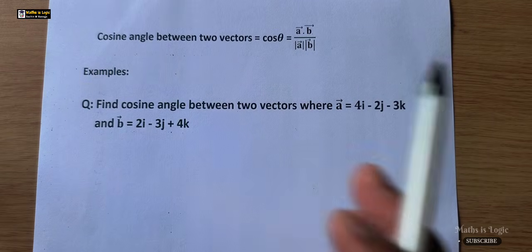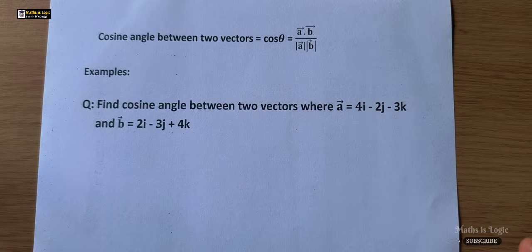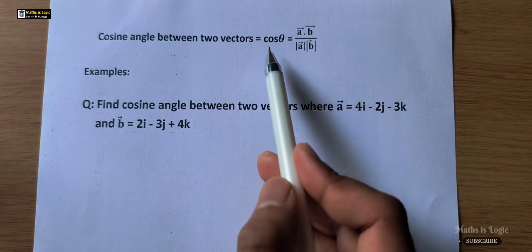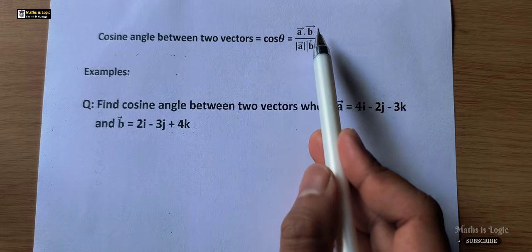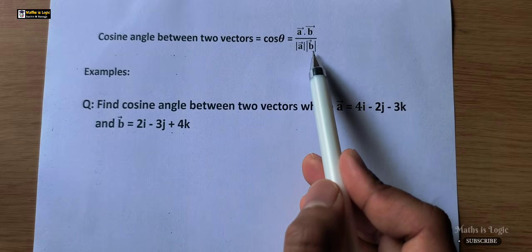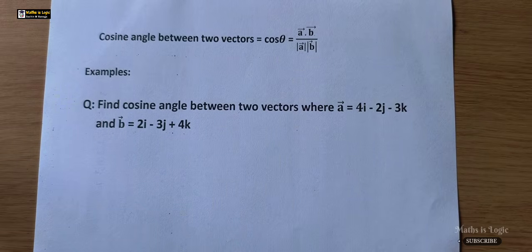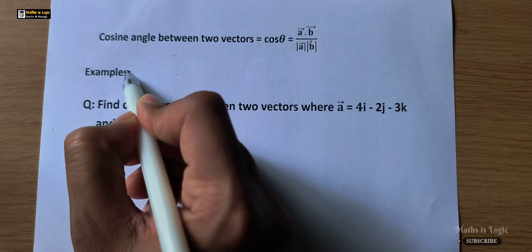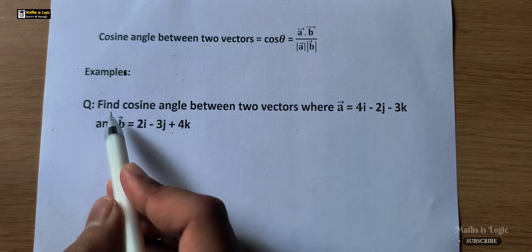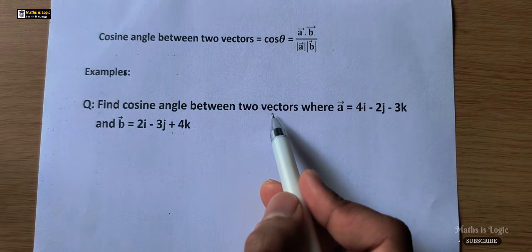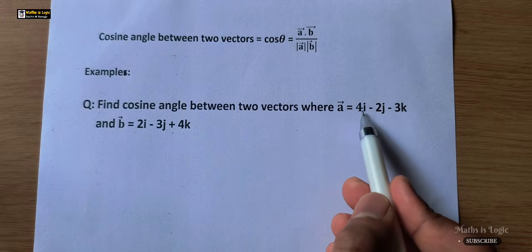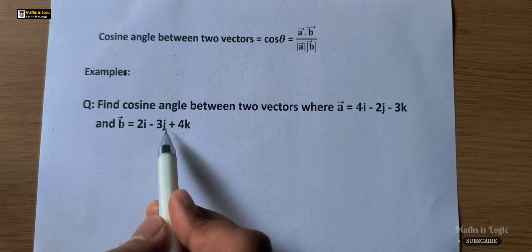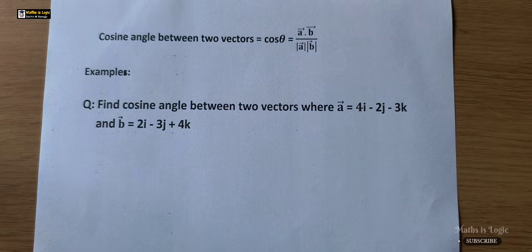Next, again important for 5 marks question. Cosine angle between two vectors. Formula is cos theta is equals to A vector dot B vector divided by magnitude of A into magnitude of B. See the examples. Example number 1, find cosine angle between two vectors where A vector is equals to 4i minus 2j minus 3k and B vector is equals to minus 2i minus 3j plus 4k.